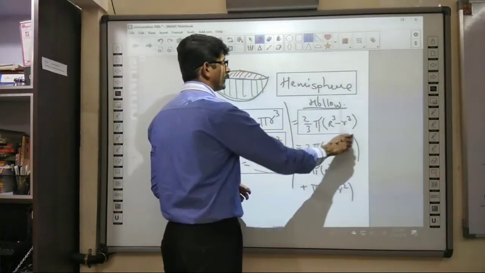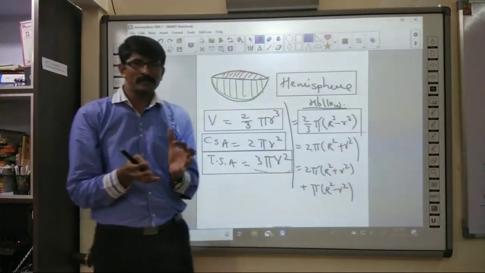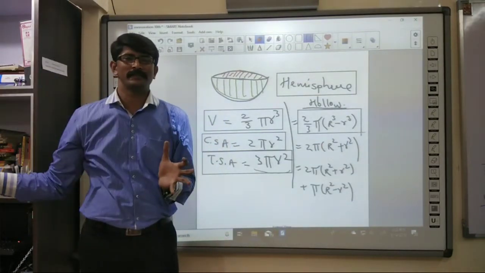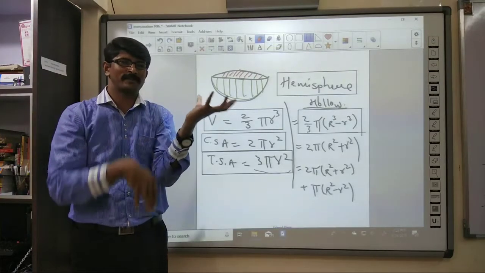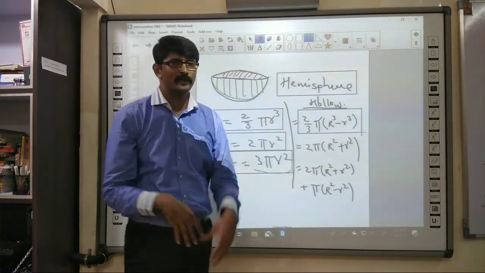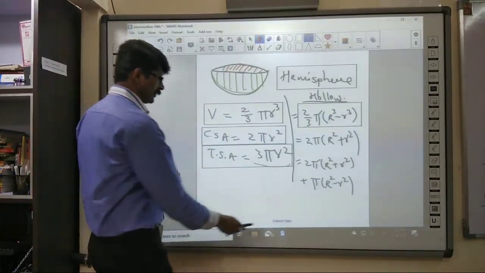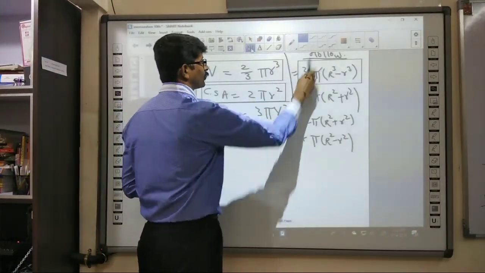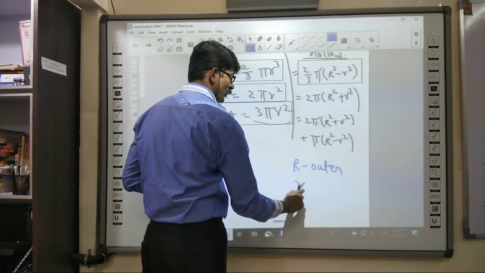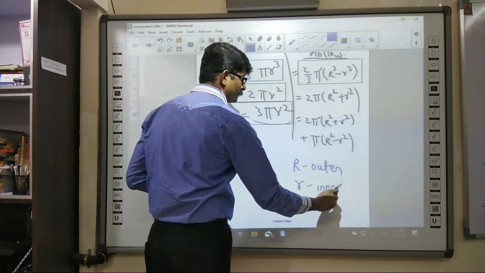2 upon 3 pi (R cube minus r cube). Now, what does a hollow hemisphere mean? Imagine the red portion of that watermelon, we ate it. We finished. What we've got left is that green bowl with a little reddish sphere inside. So 2 upon 3 pi (R cube minus r cube). Now in that case, what will this capital R be? This capital R is going to be the outer radius, and this small r is going to be the inner radius.